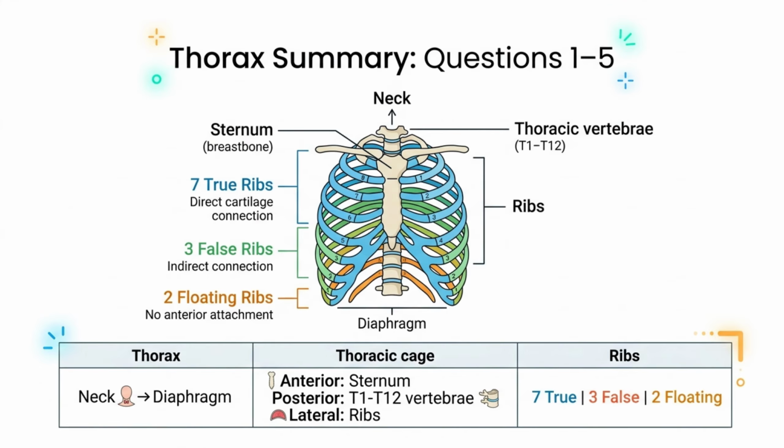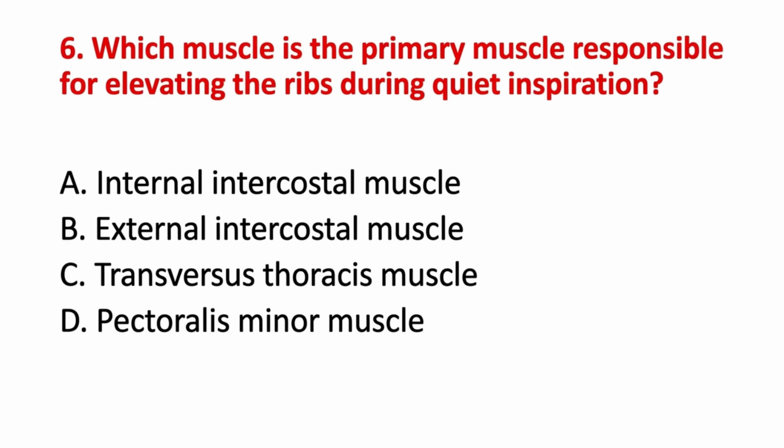Alright, let's go to question 6. Question 6 reads, which muscle is the primary muscle responsible for elevating the ribs during quiet inspiration? A. Internal intercostal muscle. B. External intercostal muscle. C. Transversus thoracis muscle. D. Pectoralis minor muscle. Take 5 seconds to choose your answer.